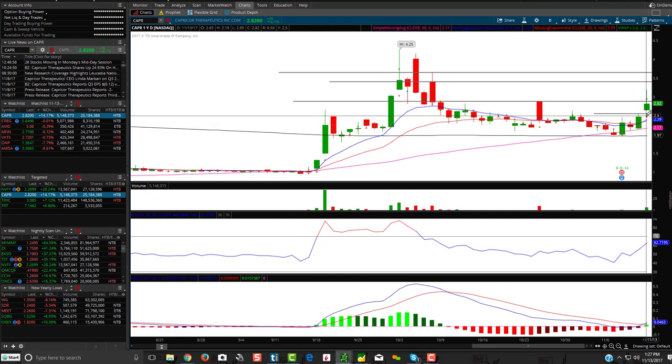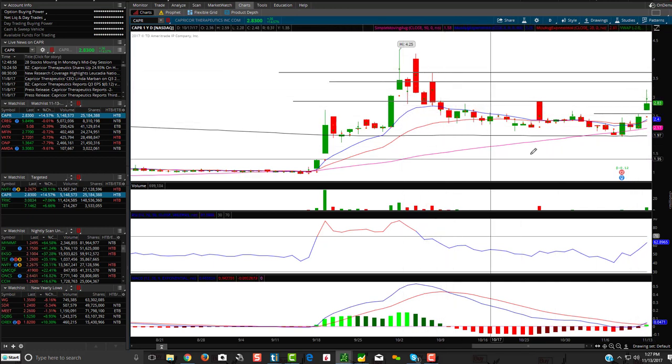See that 9 crossing over the 20? That's potentially a very bullish sign. It's above the other moving average line. So now you're breaking through a line of resistance that's very important. Now you're going to trail it back and find these other areas of resistance and see what happens.